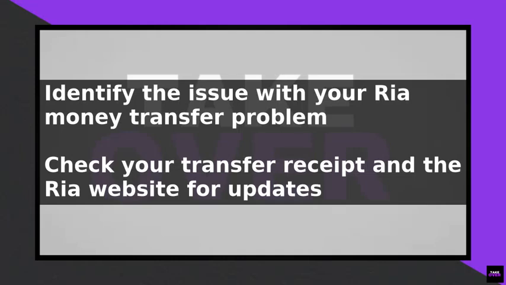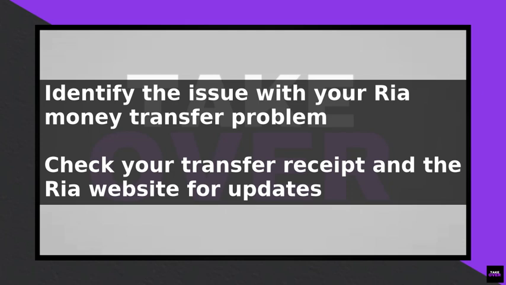To fix a RIA money transfer problem, start by identifying the issue, whether it is a failed transfer, a missing transfer, or an incorrect transfer amount. Check your transfer receipt in the RIA website for any updates on the status of your transfer. Next, contact RIA customer support by phone or email to report the problem and ask for assistance.